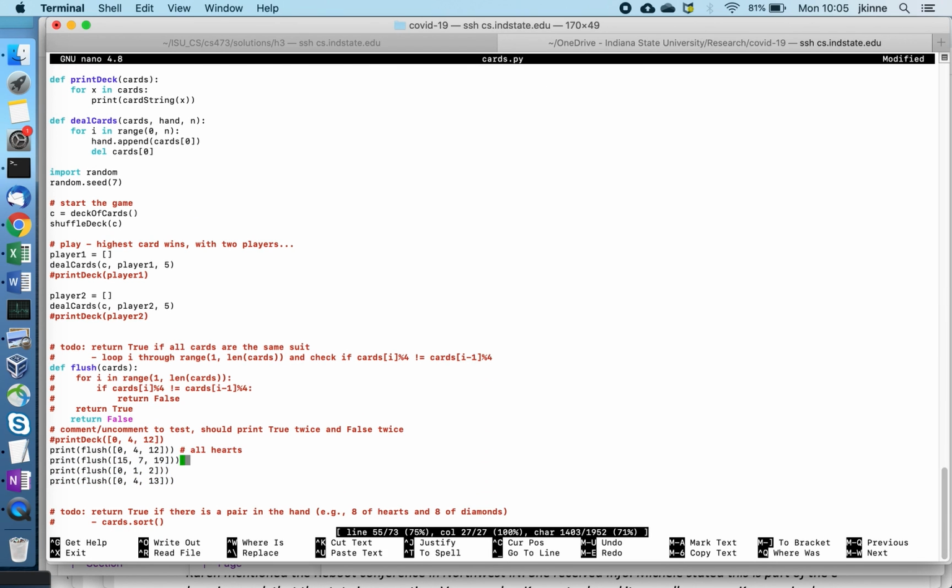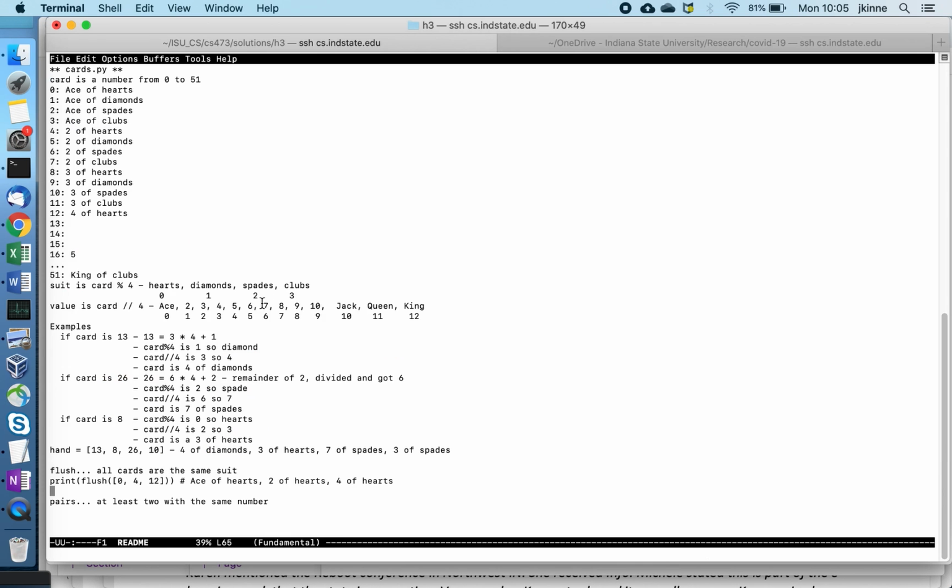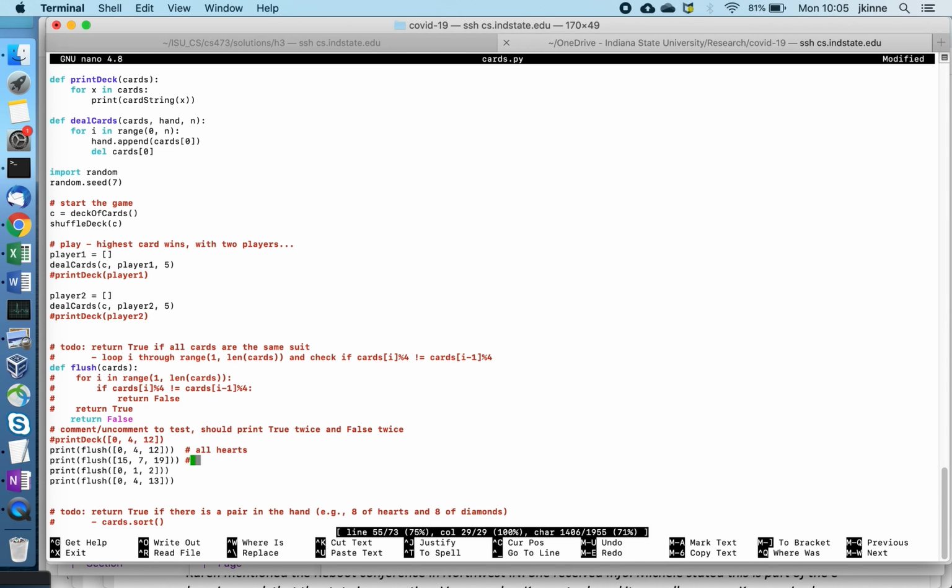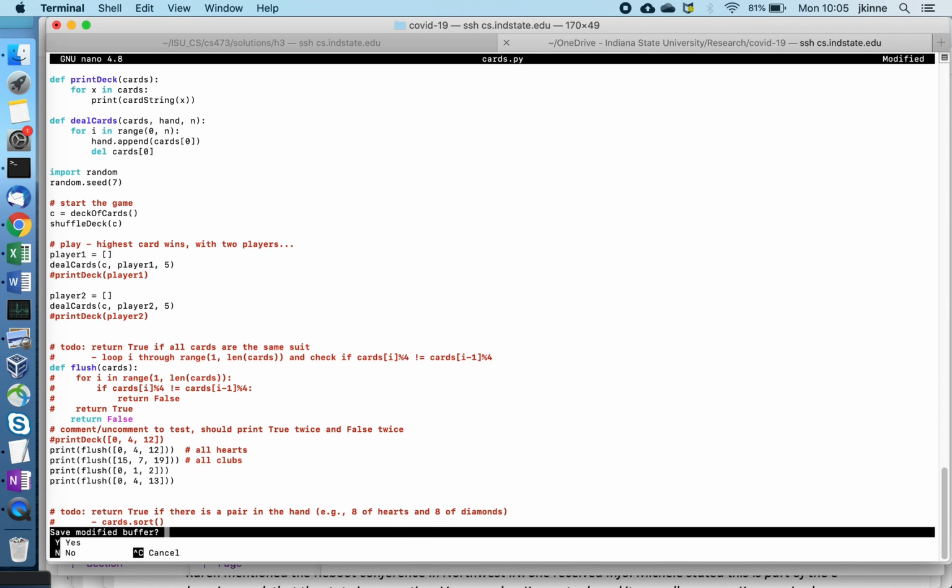This one here, what are the remainders? If I divide by 4, I get a remainder of, let's see, 15, I get a remainder of 3. 7, I get a remainder of 3. 19, I get a remainder of 3 as well. And what were those? Clubs. So these are all clubs. So I should get 2 trues.